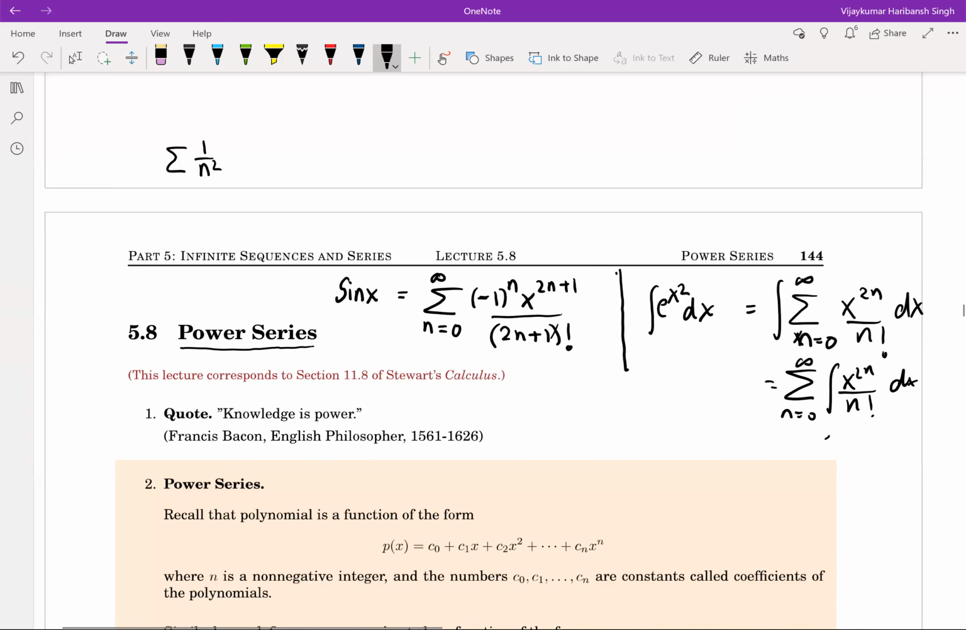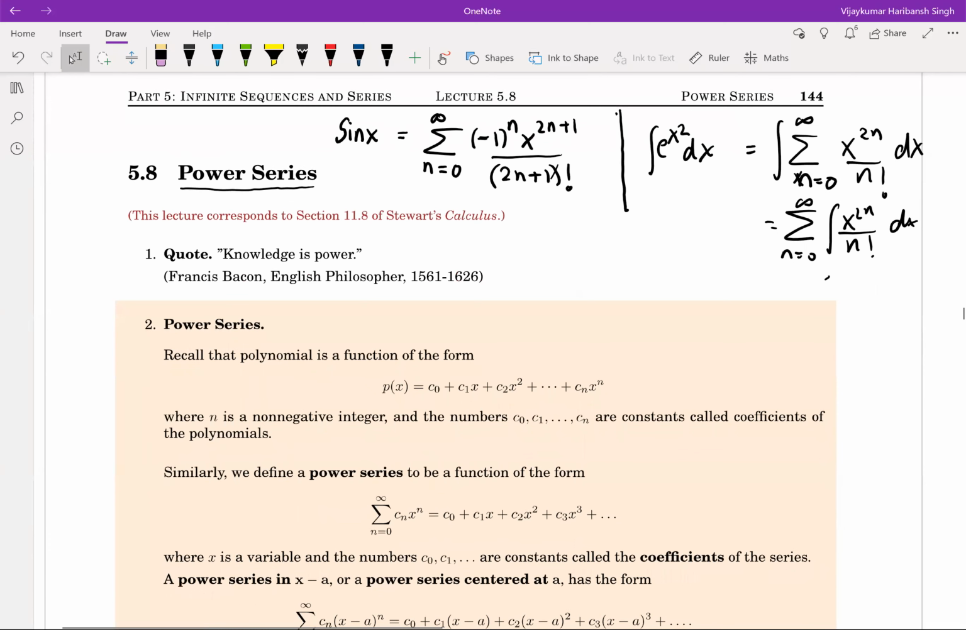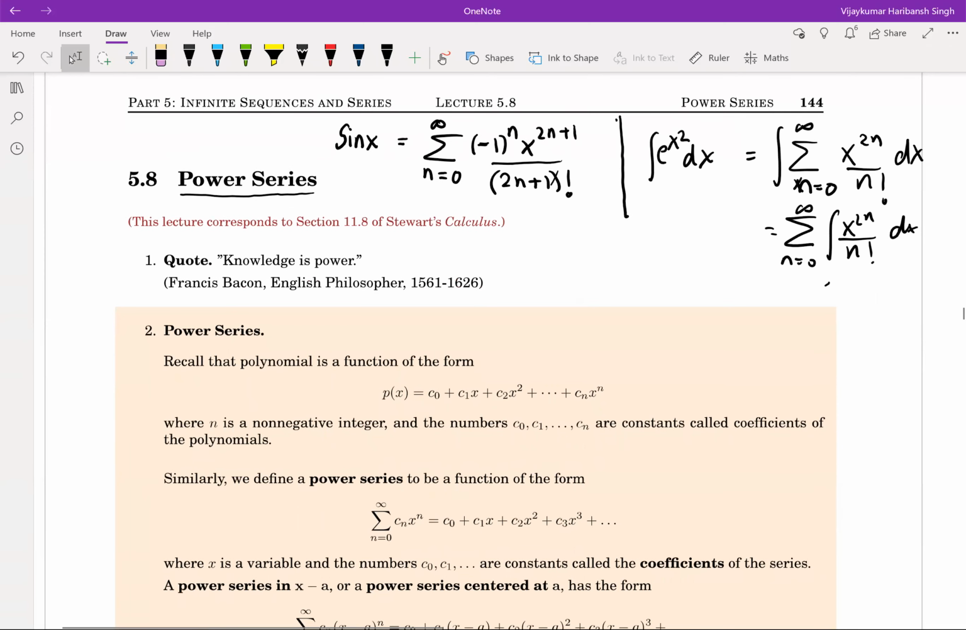So what is a power series, first of all? A power series is a generalization of a polynomial. So what is a polynomial? A polynomial of degree n is a function of the form c0 plus c1x plus c2x squared all the way until cnx to the n. These c0, c1, c2, c3, cn are the coefficients of this polynomial. And if cn is not 0, we say the degree of p of x is n.